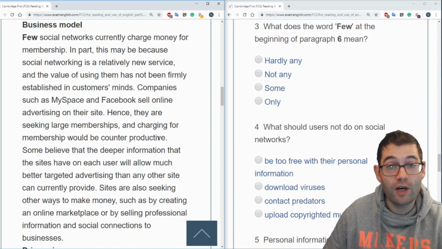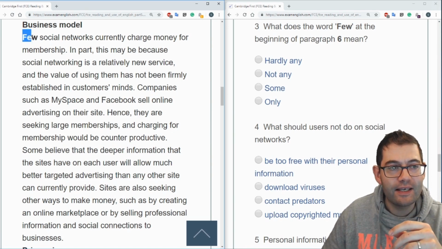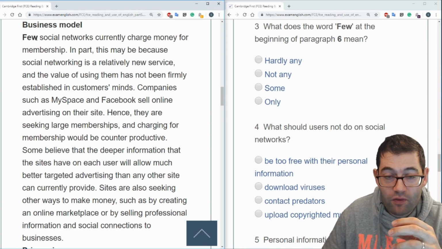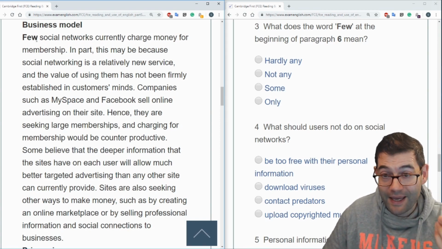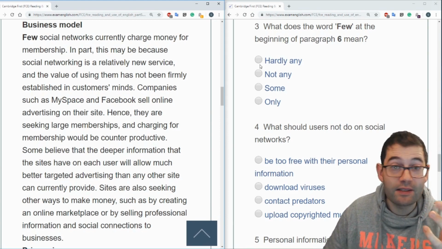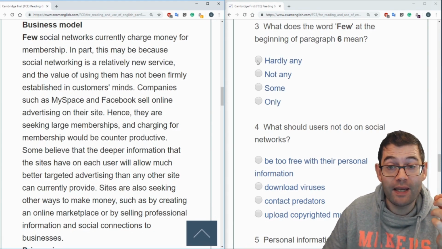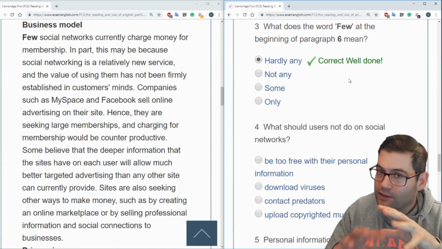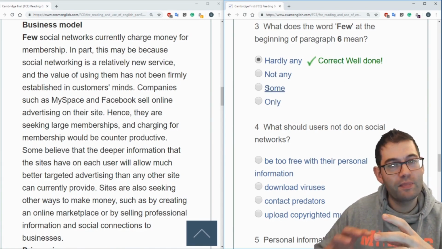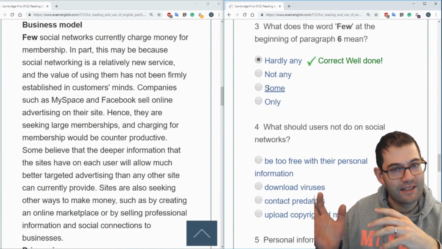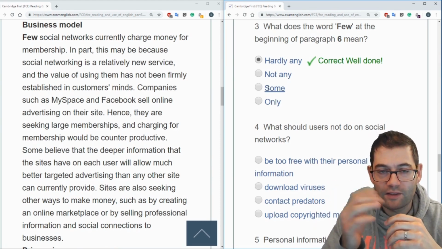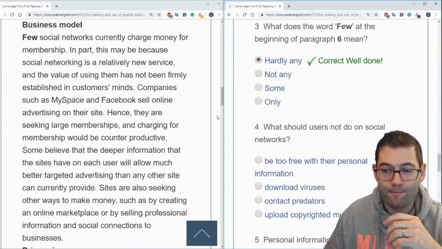In other words, it would work against their interests. So bearing that in mind, it says few social networks currently charge for money. So in this case, few means not many. And if we have a look at our answers, the only one that fits the same as not many is hardly any, which is some but not that much. So some would be perhaps more, only doesn't make any sense, not any is incorrect because some do, it's just some but a small amount. So in this case, it's hardly any.